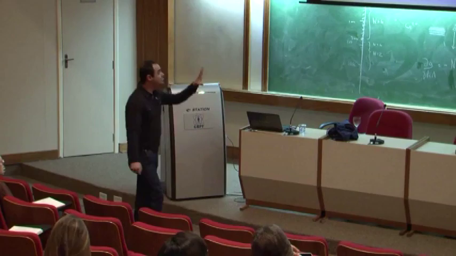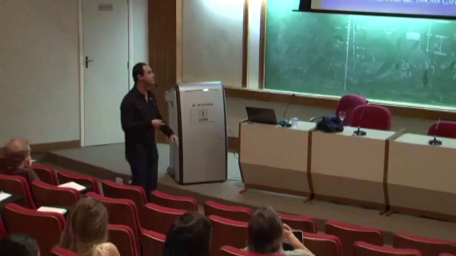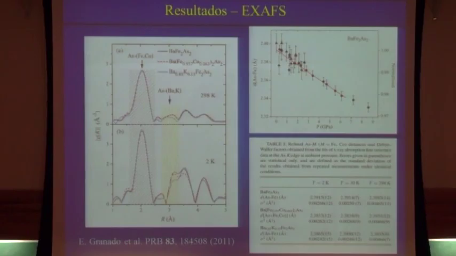We said, let's look for the local structure of iron, right? So we did that by EXAFS, extended X-ray absorption fine structure spectroscopy, at our synchrotron. That work was led by Eduardo Granado, who is a collaborator in the same group. And we did that as a function of pressure, and we chose two different dopings, what we call electron doping and hole doping. So we have cobalt and potassium, right?